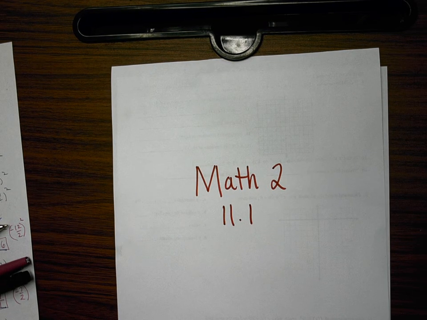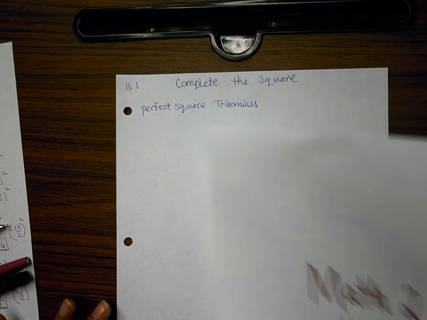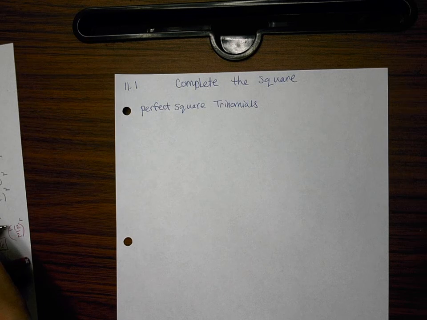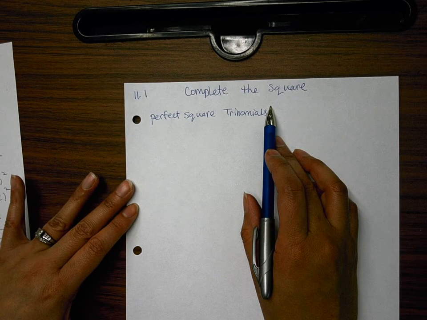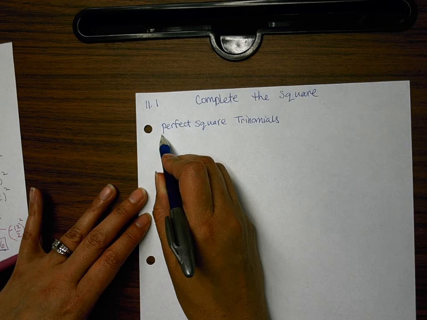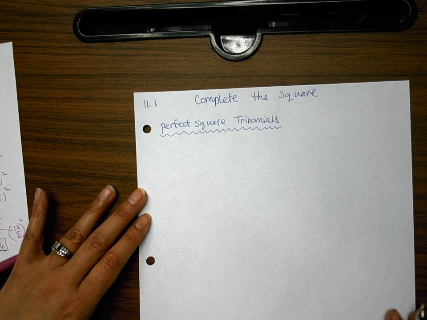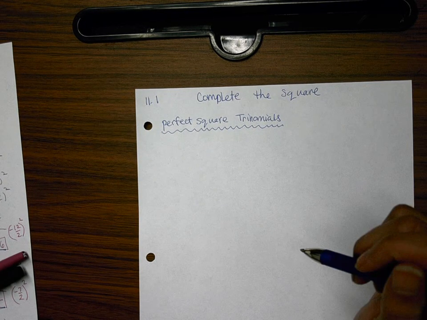This is Math 2, 11.1 notes. That's Math 2, Unit 11, Lesson 1. The title of the notes today is Complete the Square. We're going to be completing the square, and we're first going to talk about perfect square trinomials. What the heck are perfect square trinomials? Why are they important? And how are we going to use those to help us complete the square?